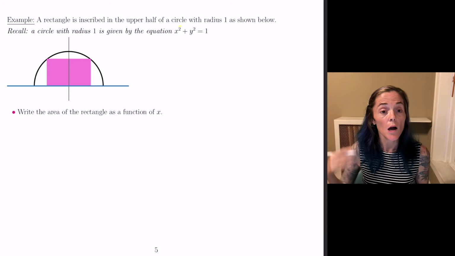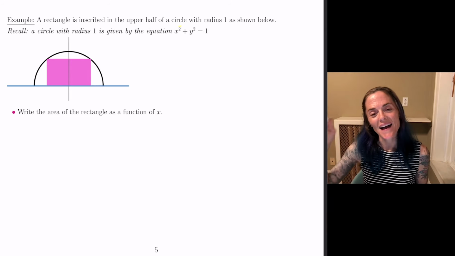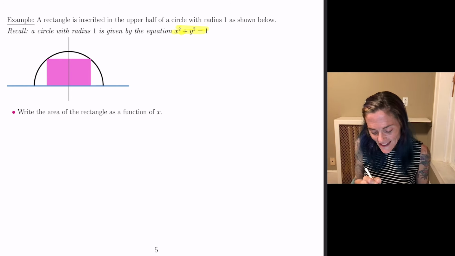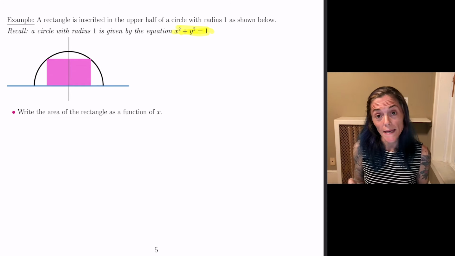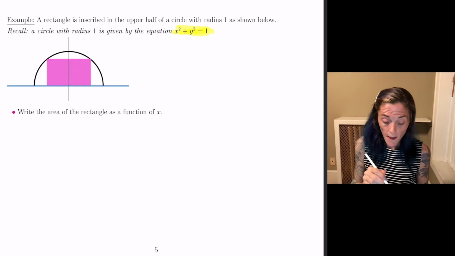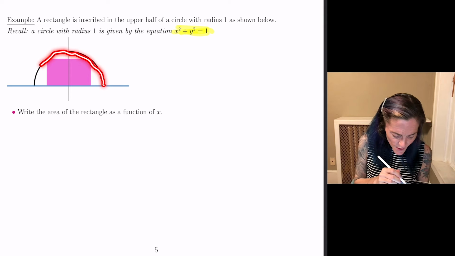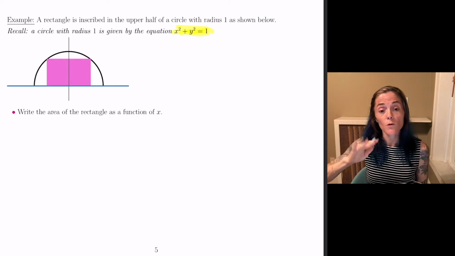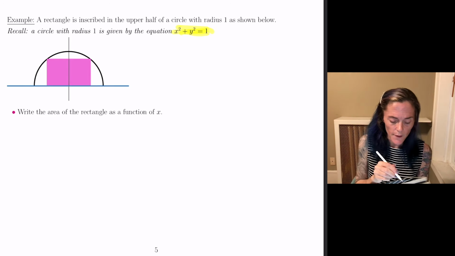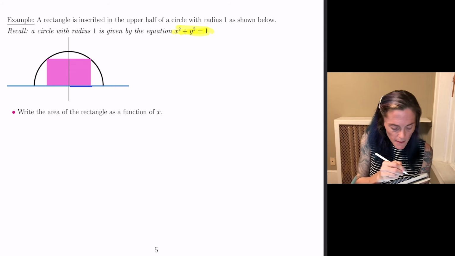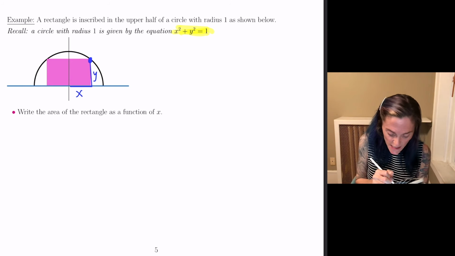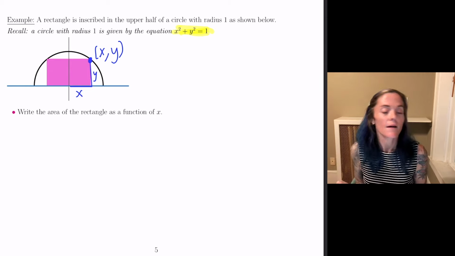Last example: a rectangle is inscribed in the upper half of a circle with radius 1, as shown below. And I just remind you that a circle with radius 1 is defined by the equation x squared plus y squared is 1. Technically, the entire circle would be like this, we just have the upper half. We want to write the area of the rectangle as a function of x. Very nice. Let's start labeling. Well, here's x. And here is y.